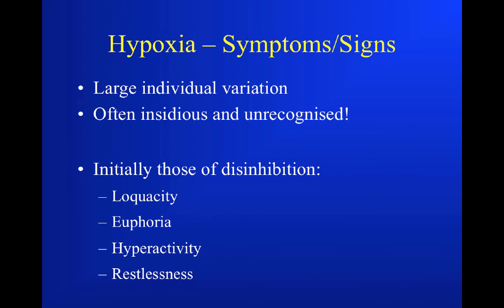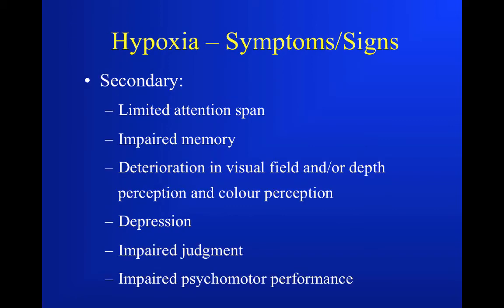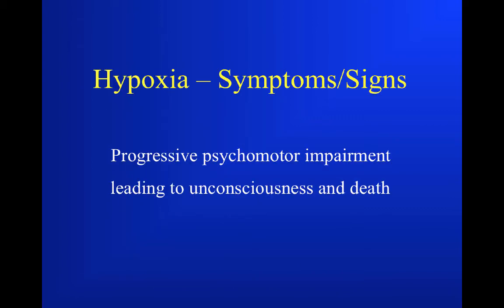So moving on, let's consider how hypoxia itself may manifest. This can actually show quite considerable patient variation and may initially be unrecognised. Some of the symptoms we see listed here may in fact lull people into a false sense of security. However, as hypoxia progresses, then signs will become a little more apparent, with limited attention span, impaired memory, deterioration in visual function and colour perception, all progressing on to impaired judgment and impaired psychomotor performance. And if things get bad enough, then we'll eventually get to the point of no return, where the progressive psychomotor impairment will lead to unconsciousness and then ultimately to death.